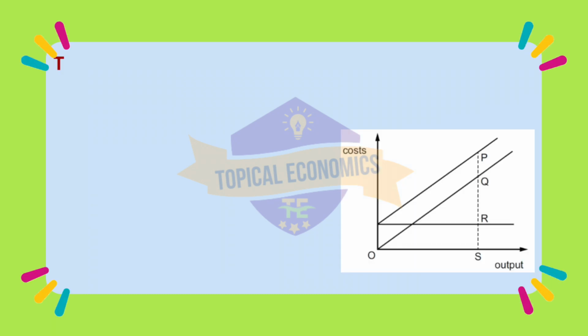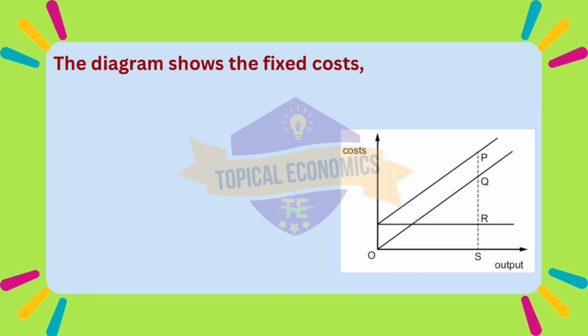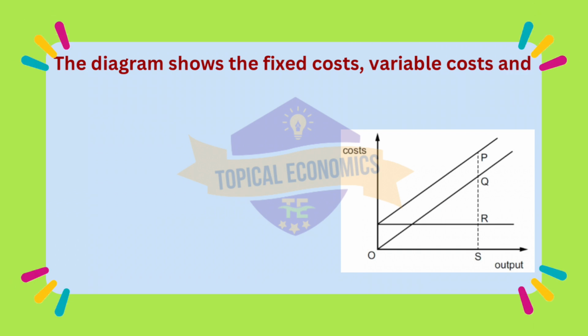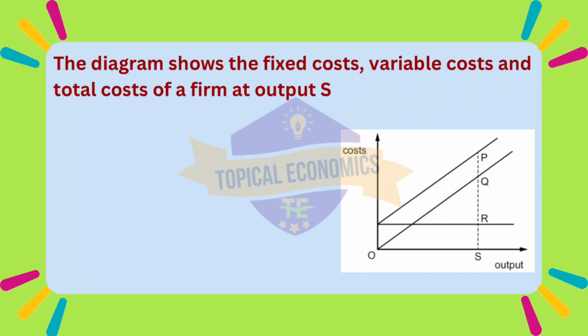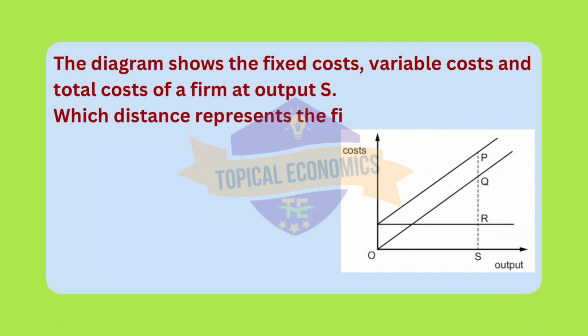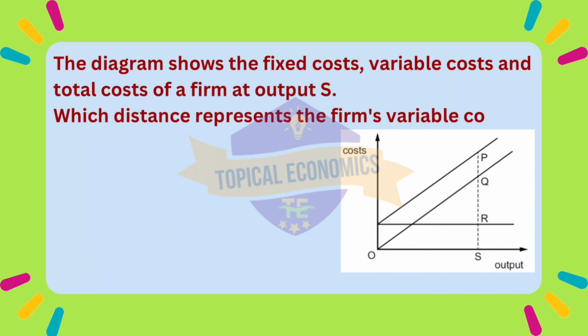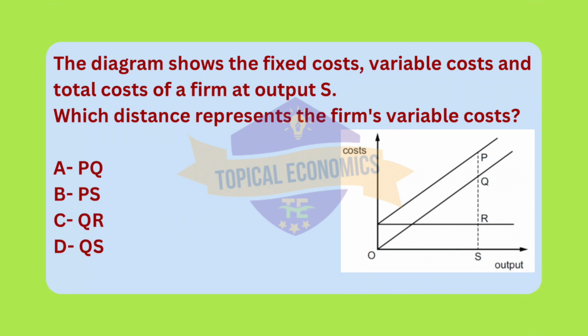Moving to question 2. The diagram shows the fixed costs, variable costs, and total costs of a firm at output S. Which distance represents the firm's variable costs? Reference, 2022 May-June version 1. The correct answer for this question is option D. QS represents the firm's variable costs.